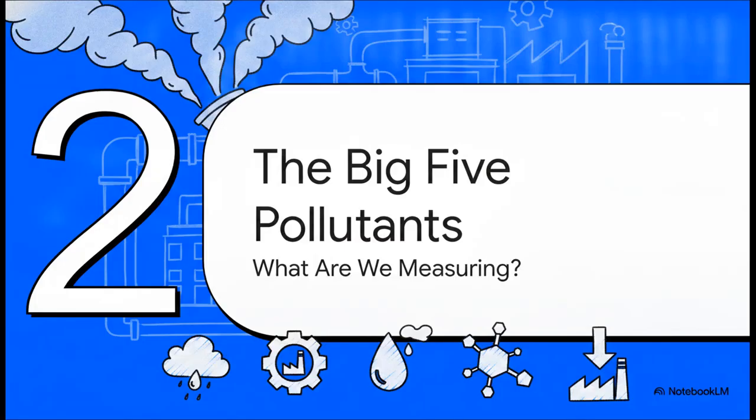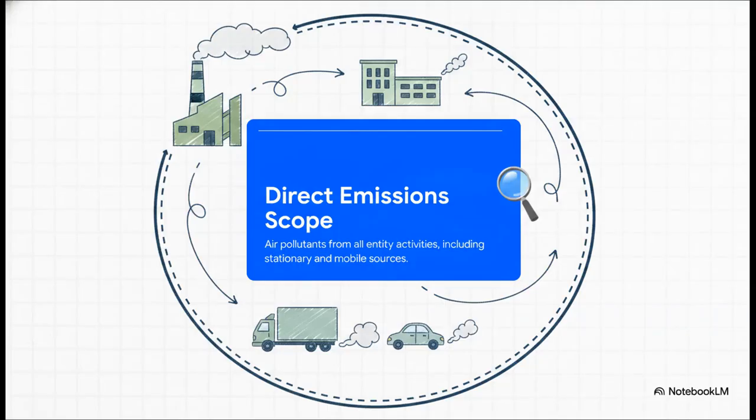Moving right along to Section 2, let's talk about the big five pollutants. What exactly do we need to be measuring here? But before we start naming specific pollutants, we've got to understand the scope. The standard dictates that your disclosures must include all direct air emissions resulting from all of the entity's activities. This is absolutely critical. The scope isn't just your main mill stack. It includes both stationary sources, like your production facilities and even office buildings, as well as mobile sources, like your transportation fleets. If it falls under your direct operational umbrella, it needs to be accounted for.